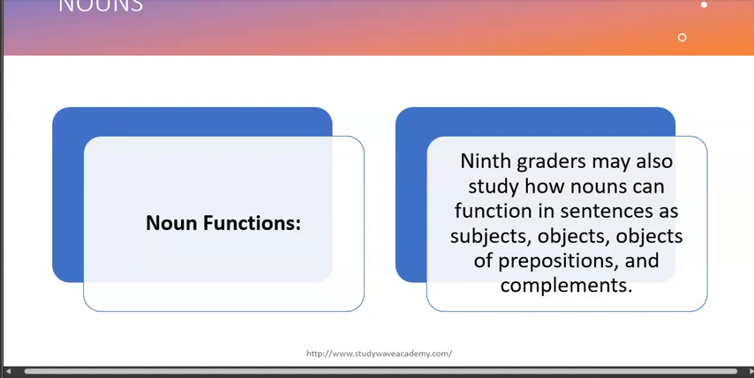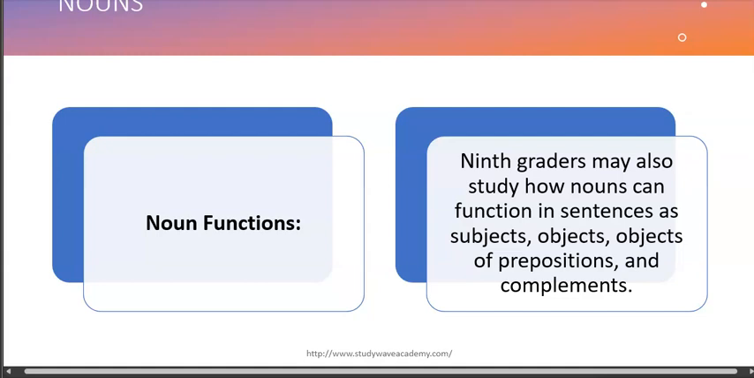Okay, then we have something called noun functions. So in 9th grade we may also study how nouns function in sentences as a subject, object of preposition, and complement. Now, so far I know we know what a subject of a sentence is, an object of a sentence is, and an object of a preposition is. So a subject of a sentence is the doer of the action, that is it. Then the object is the receiver of the action.